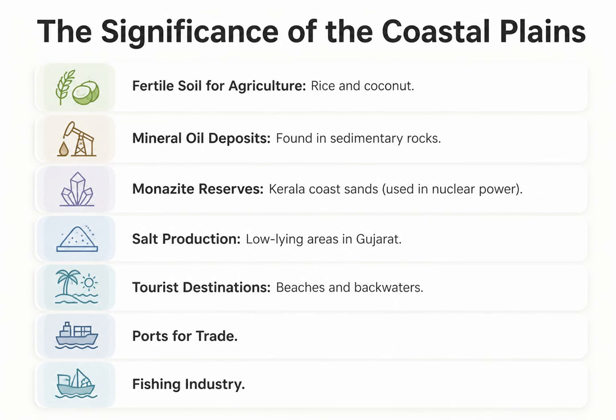Their significance is immense. They provide highly fertile soil for agriculture, particularly for rice and coconuts. The sedimentary rocks beneath them hold substantial mineral oil deposits. The sands of the Kerala coast are rich in monazite, crucial for nuclear power. Gujarat's low-lying areas drive India's salt production. Add to this the booming tourism industry around beaches and backwaters, the vital ports for international trade, and a massive fishing industry, and you see how vital these plains are to the economy.